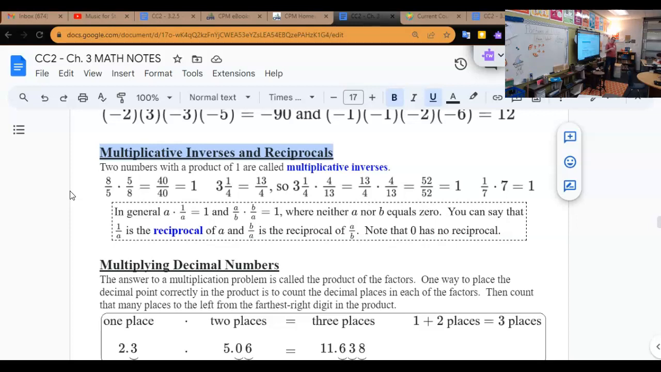Math uses lots of words for the same stuff. Right? Minus, negative, opposite. We've got all these words for the same stuff. So a reciprocal, you really just flip your fraction. If it's not a fraction, make it a fraction. If it's a mixed number, or a whole number that you have to set up, make it into a fraction.